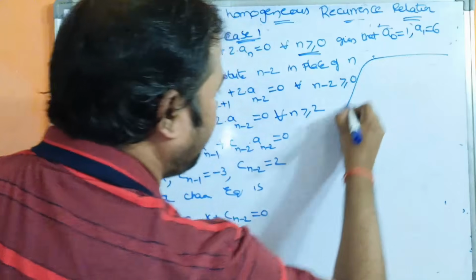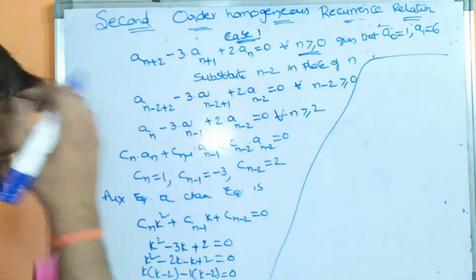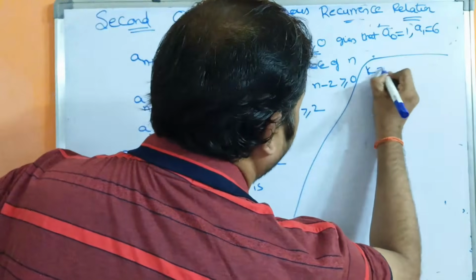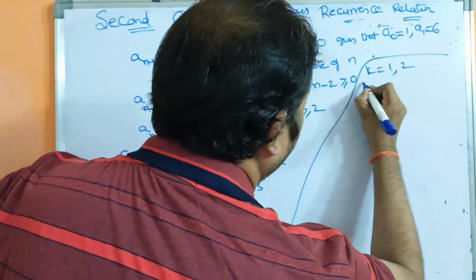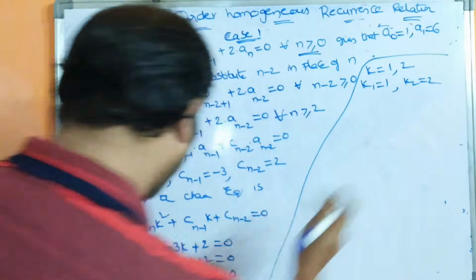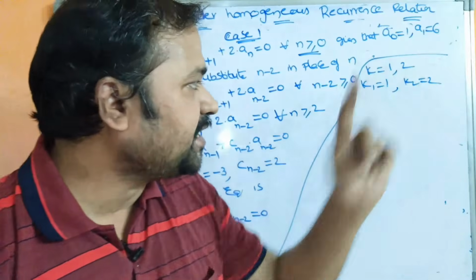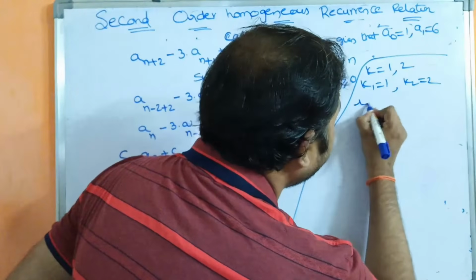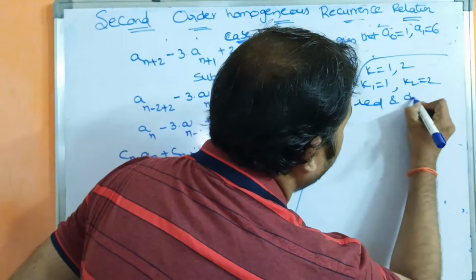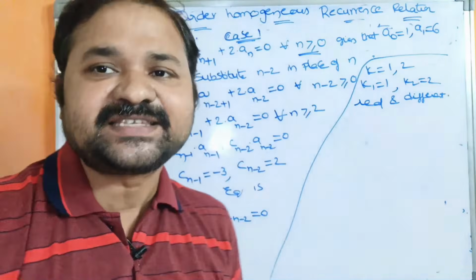So what is the k value? (k minus 1) into (k minus 2) is equal to 0. So we can get k is equal to 1, 2. So k1 is equal to 1 and k2 is equal to 2. So here also the roots are real and different. Real and different means the solution is case 1.